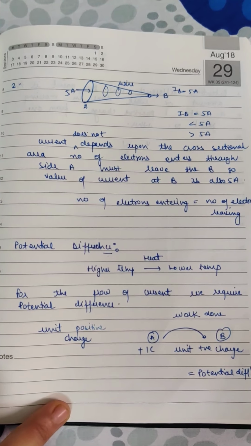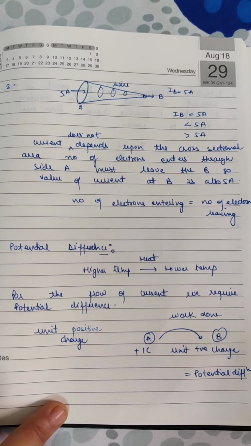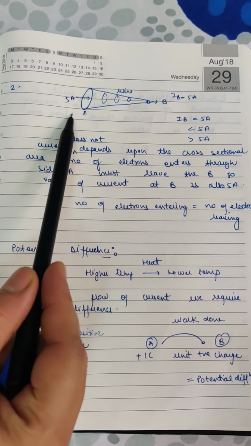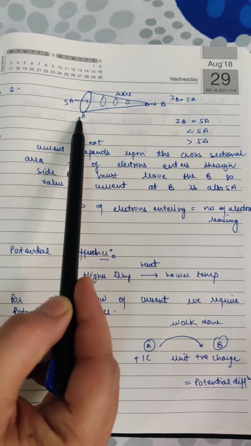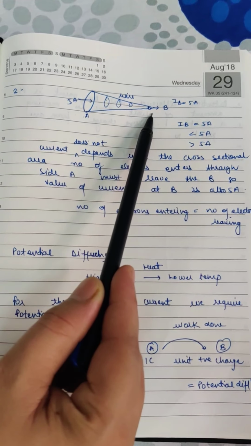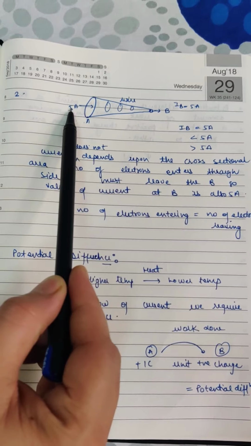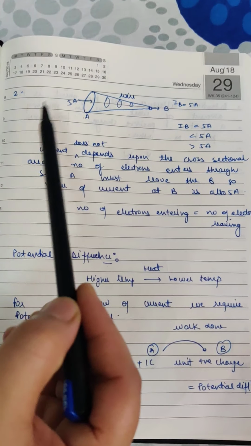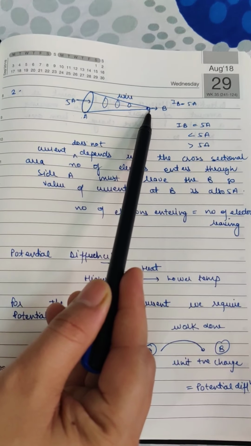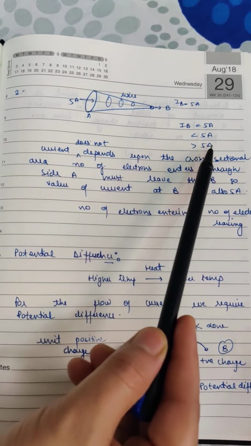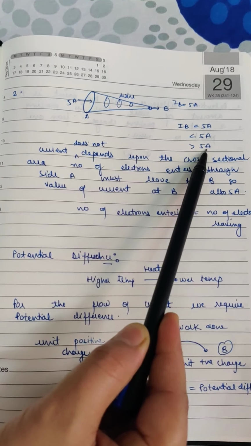In continuation with the conceptual points related to the current, the second important thing is that suppose we have a wire. You can see at this end its cross sectional area is large and at this end its cross sectional area is less. Suppose 5 ampere of current is flowing through this wire. Now you need to find out what is the value of current exiting from it, whether it will be equal to 5 ampere, less than 5 ampere or greater than 5 ampere.